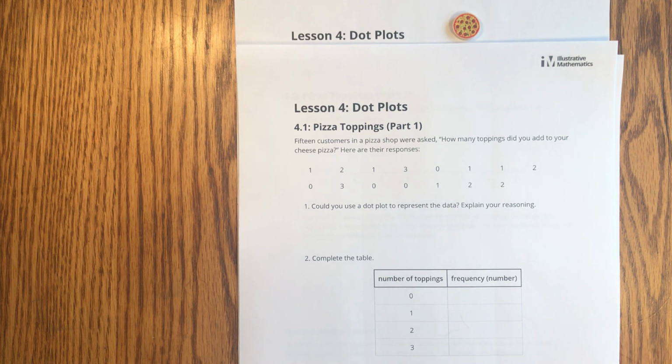Okay, so we are at dot plots and pizza toppings. The first question talks about 15 customers in a pizza shop, and they were all asked, how many toppings did you add to your cheese pizza? And here are their responses. They have 15 responses here. Could you use a dot plot to represent the data and explain your reasoning?